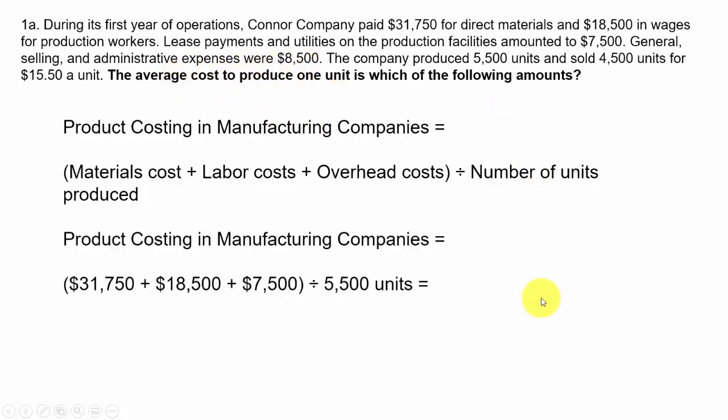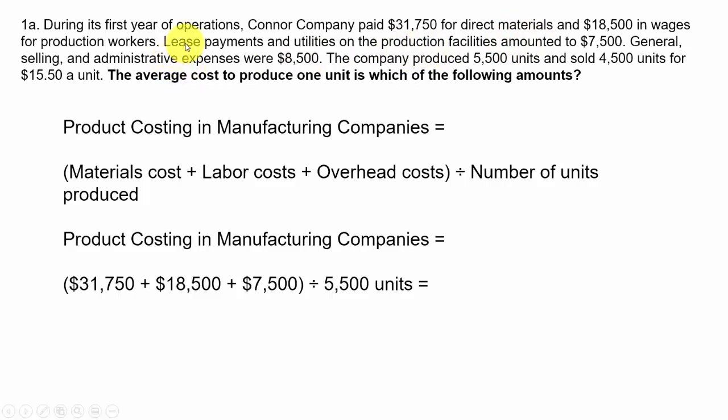So in this problem, we've got $31,750 worth of direct materials. We've got $18,500 worth of wages. That's direct labor wages for production workers. And then we've got $7,500 worth of factory overhead, and the way they explain this is lease payments and utilities on the production facilities, and those are things inside the factory, things going on inside the factory.